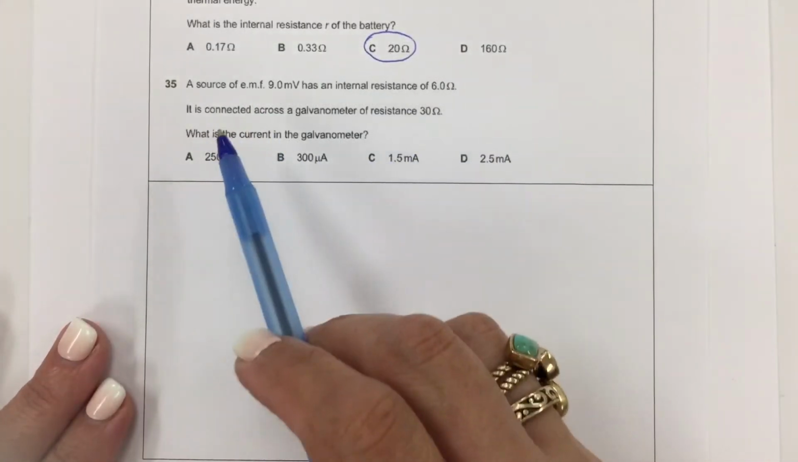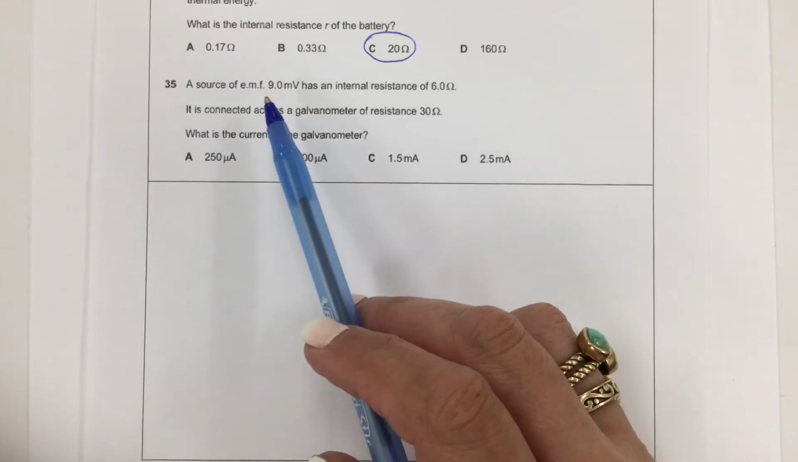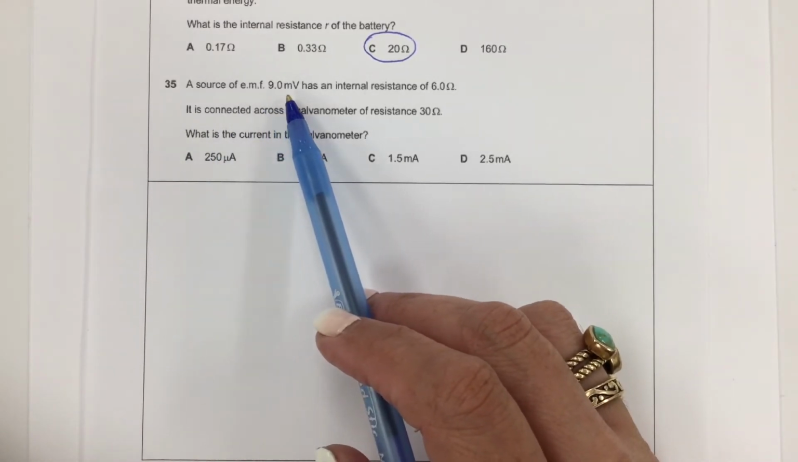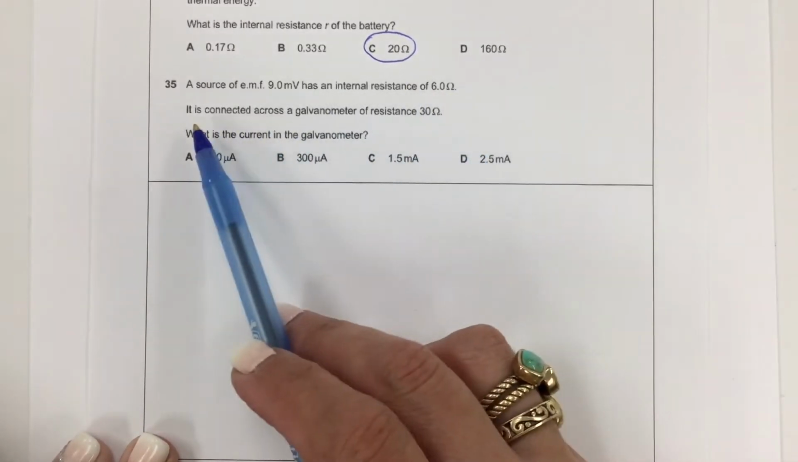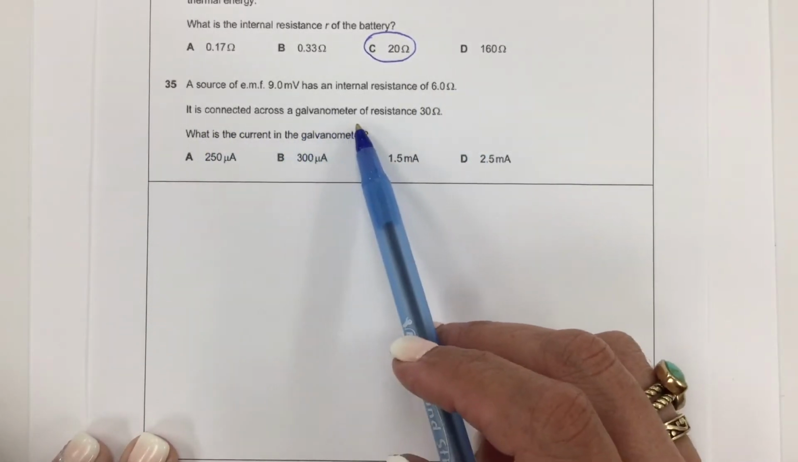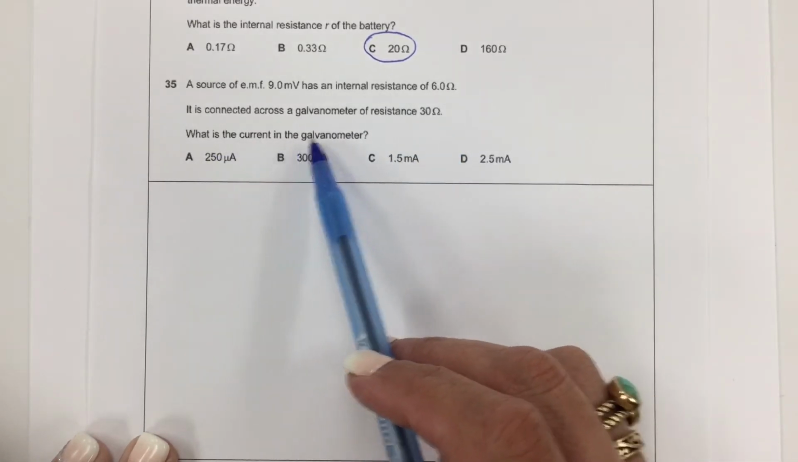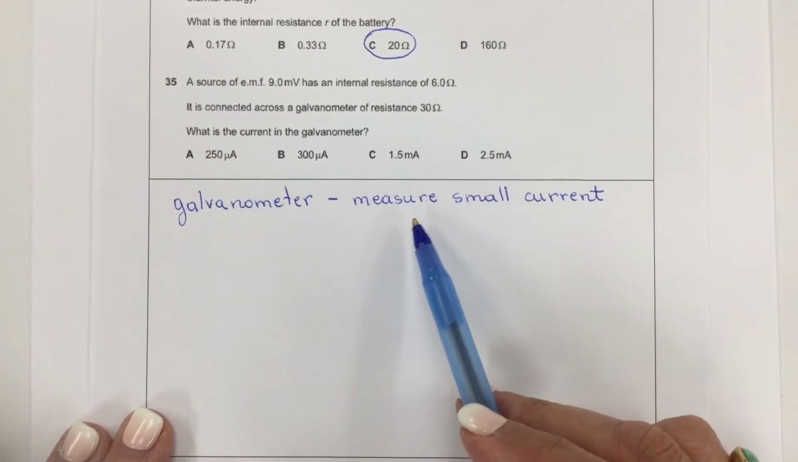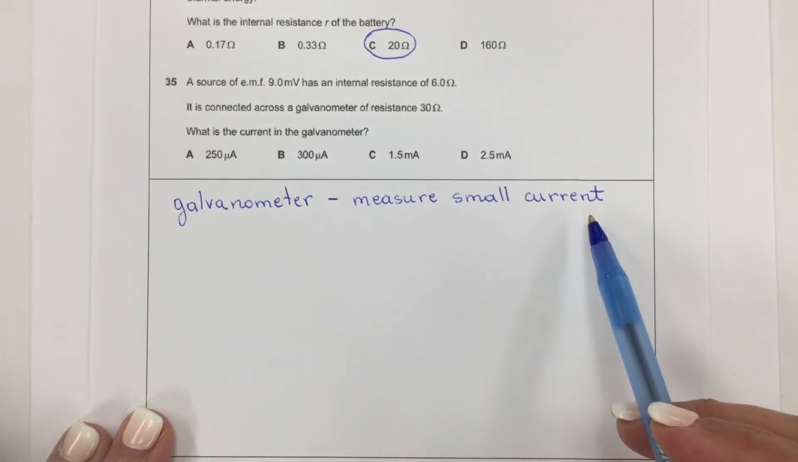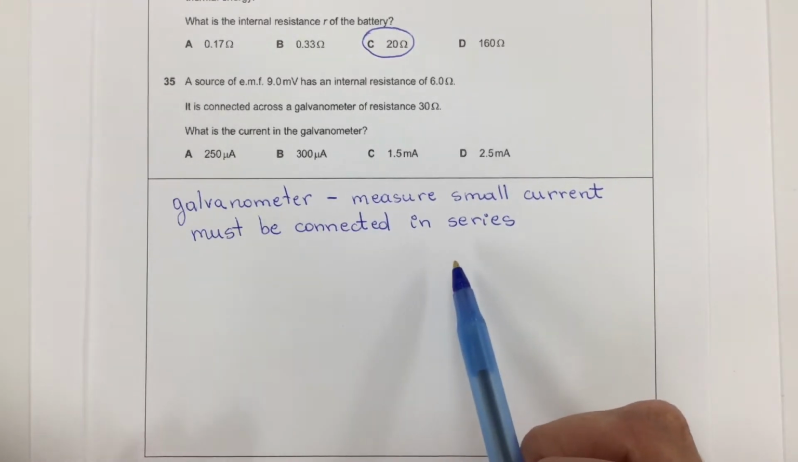From the same test, now question 35. A source of EMF 9 millivolts has an internal resistance of 6 ohms. It's connected across a galvanometer of resistance 30 ohms. What is the current in the galvanometer? A galvanometer is an instrument that measures small current. Galvanometers must be connected in series with the circuit.